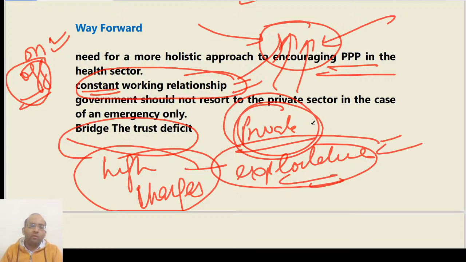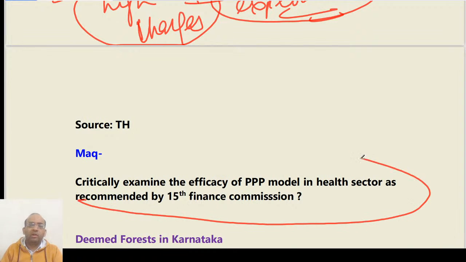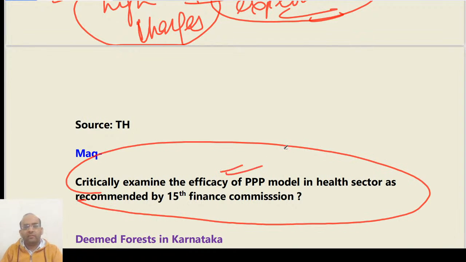Because of this, they are always looked at with suspicion and fear. That is why we need to build the trust deficit, we need to bridge the trust deficit. The private sector also needs to operate in an ethical manner, in a regulated manner, in a legal manner, in a compassionate manner, and at the same time government and society should be receptive and open to private sector involvement in the healthcare sector. That is what we require. So this is critically examining the efficacy of the PPP model in healthcare as recommended by the 15th Finance Commission.